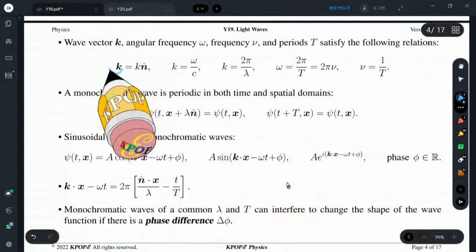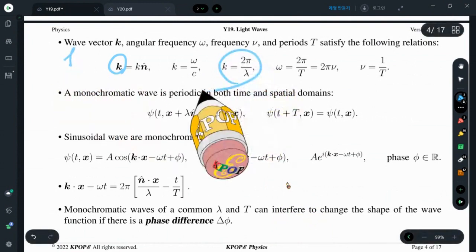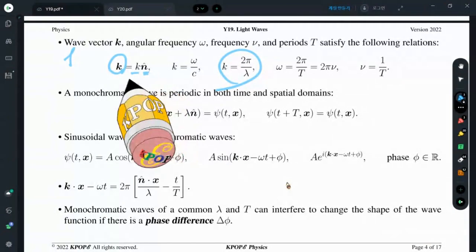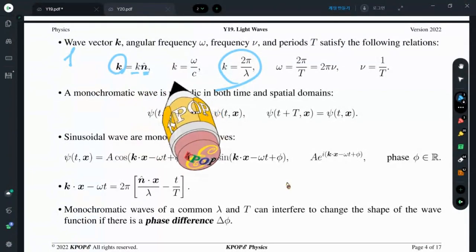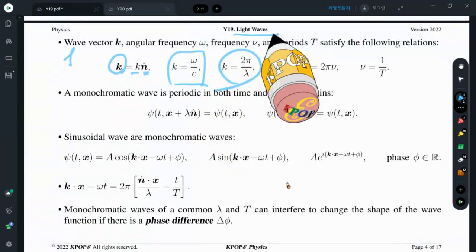If you consider a wave, there should be a direction of propagation. According to this formula, you can determine the wave number, and the wave number multiplied by the unit vector that represents the direction of propagation is the wave vector. As we have already derived, the wave number is the angular frequency divided by the speed of light. Right now we are considering the propagation of an electromagnetic wave, and a light wave is a kind of electromagnetic wave.